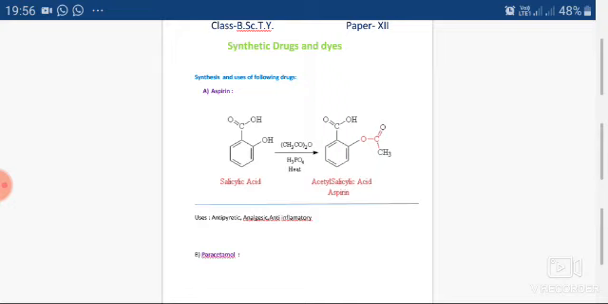Firstly, we will see the synthesis of aspirin. Look at the reaction. In this reaction, the starting material is salicylic acid and acetic anhydride, while the product is aspirin, that is acetyl salicylic acid. The catalyst used is an acid, that is orthophosphoric acid.